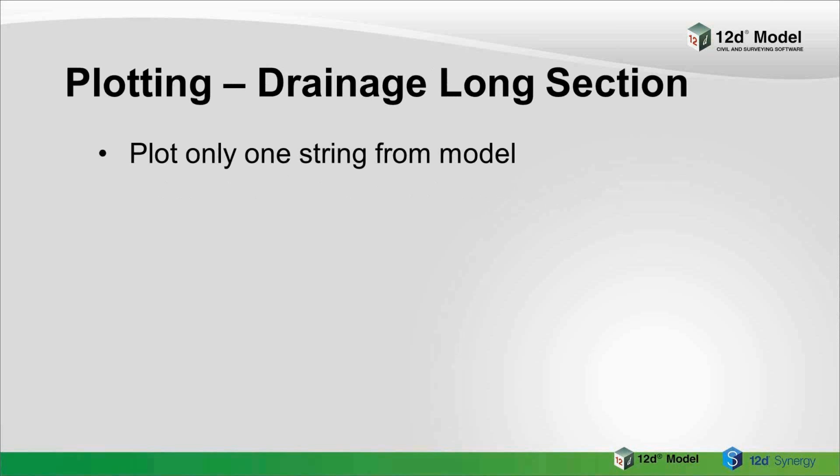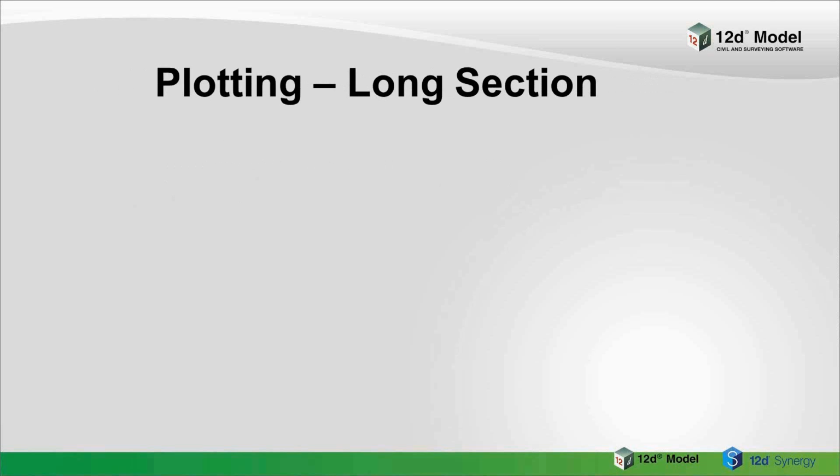With a drainage long section, you can now just pick one string from a model. You have to give it the model, and it can just draw it on its own. It'll show where all the other pipes and things come into that string, but you don't have to plot up all the things in the network. You can just do one string.